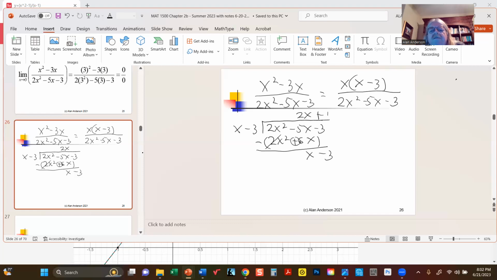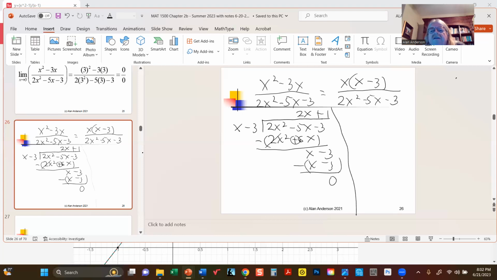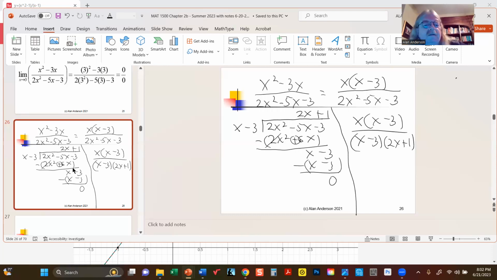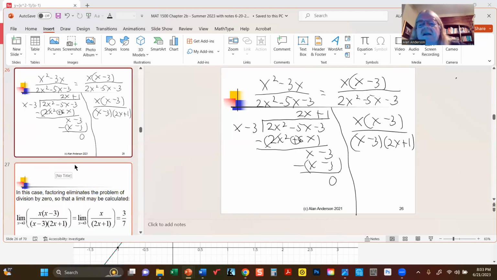Well, what do you know? So what this means, what I've just shown you, is that x times x minus 3 is now divided by x minus 3 times 2x plus 1. And if you're not sure, you can confirm this with the FOIL method. So what you've actually got here, then, because these cancel out, is x over 2x plus 1.